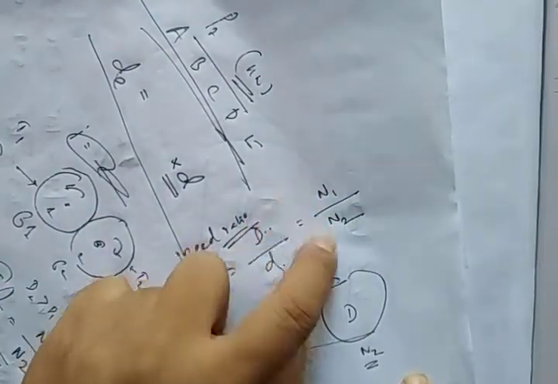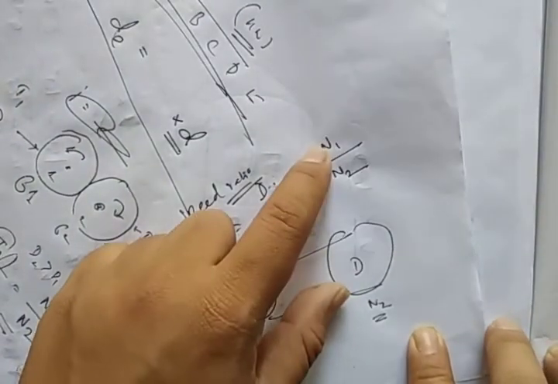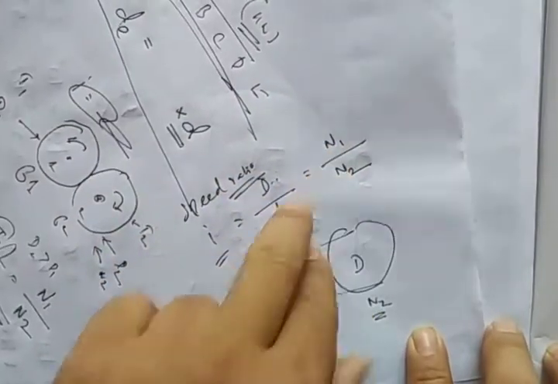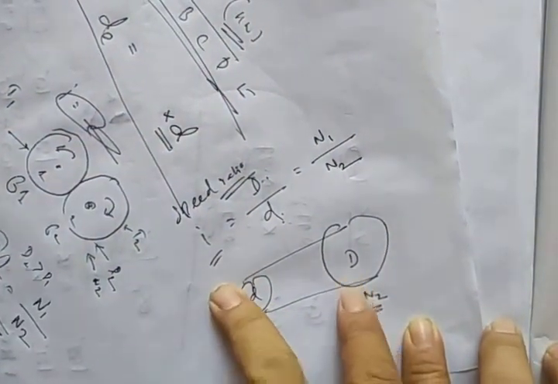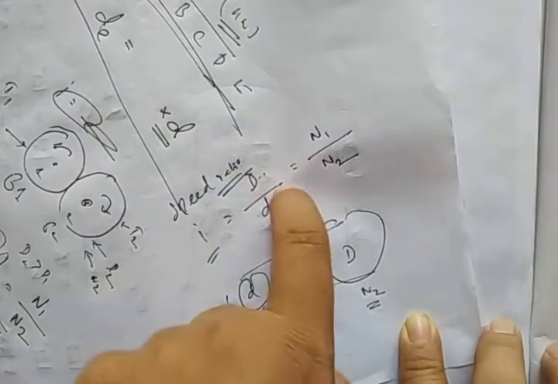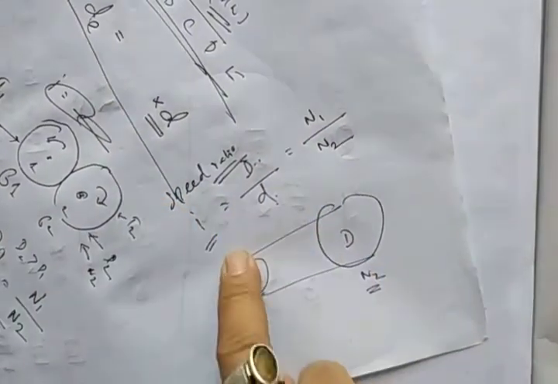This is inversely proportional. N1 will be more than N2 because the pulley is smaller, so N1 will rotate faster. If you know the diameters and find the diameter ratio, you will get the same value as the ratio of speeds. So this is called the speed ratio.